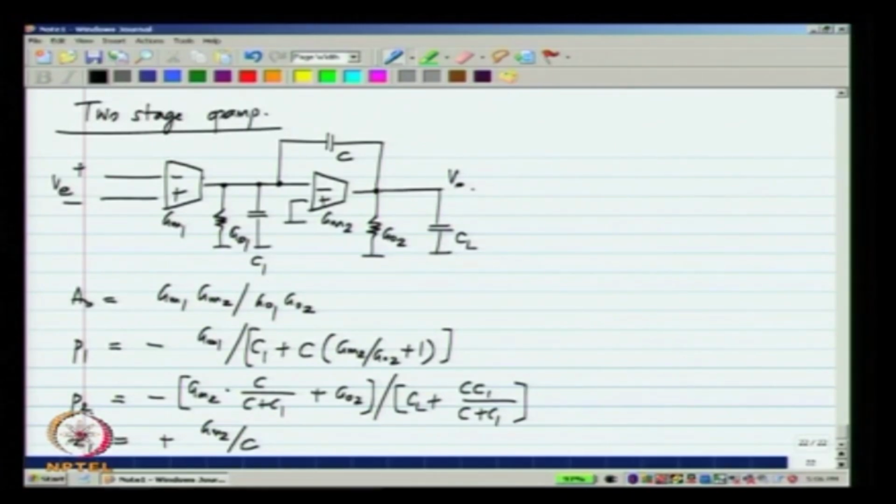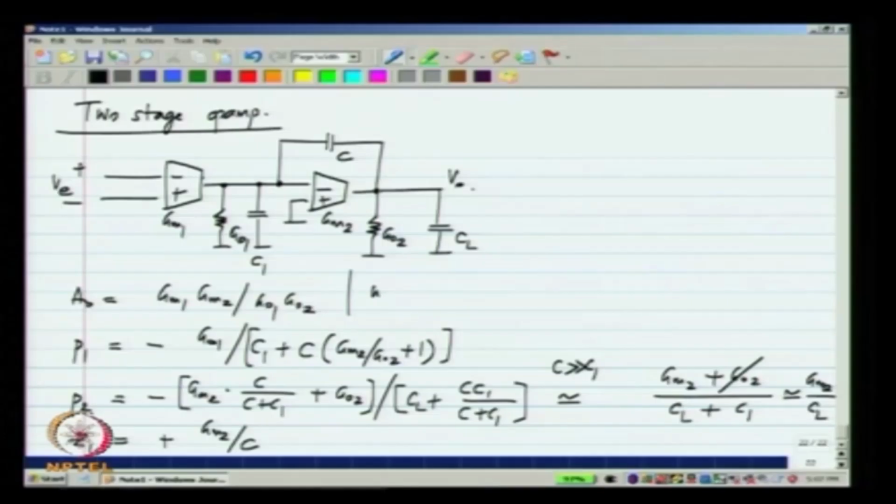We also saw that the second pole can be further approximated by, this is when C is much more than C1, GM2 plus GO2 divided by CL plus C1. Now, GM2 is expected to be much more than GO2, so we can neglect this as well, and usually CL also many times happens to be much more than C1. So, this can even be further many times approximated by GM2 by CL. Now, what is our stability criterion after all? The unity gain frequency of this is of course GM1 divided by C.